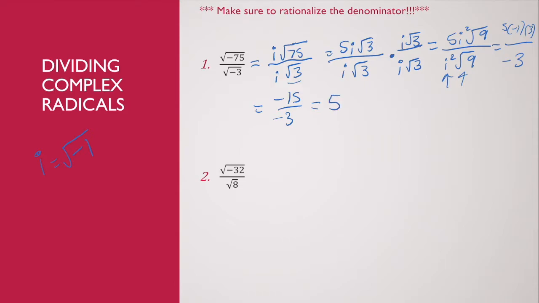Let's try that again. I have i square root of 32. 32 is 2 times 16, 4 times 4. It's early, I haven't had my coffee.